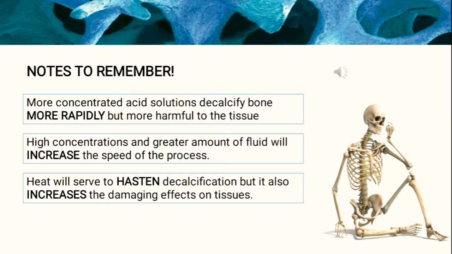Before we end our discussion, I want you to remember the following. More concentrated acid solutions decalcify bone more rapidly, but they are more harmful to the tissue. High concentrations and greater amount of fluid will increase the speed of the process. Heat will serve to hasten decalcification, but it also increases the damaging effects on the tissues. The ratio of tissue to decalcifying agent, so the routine is 1:20.